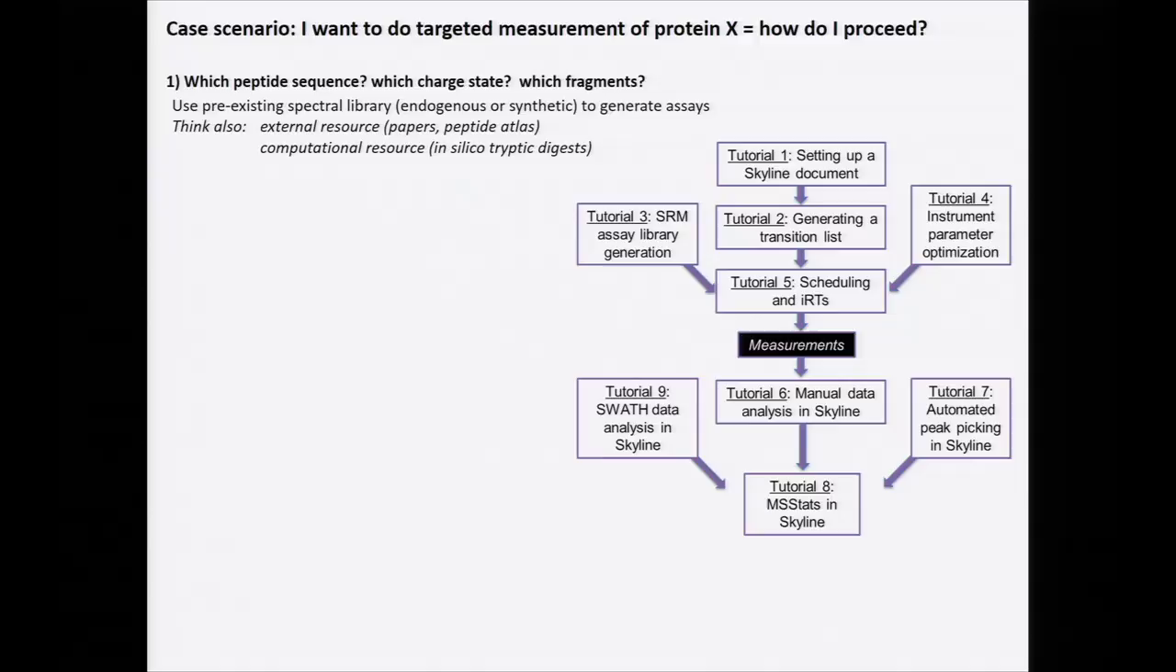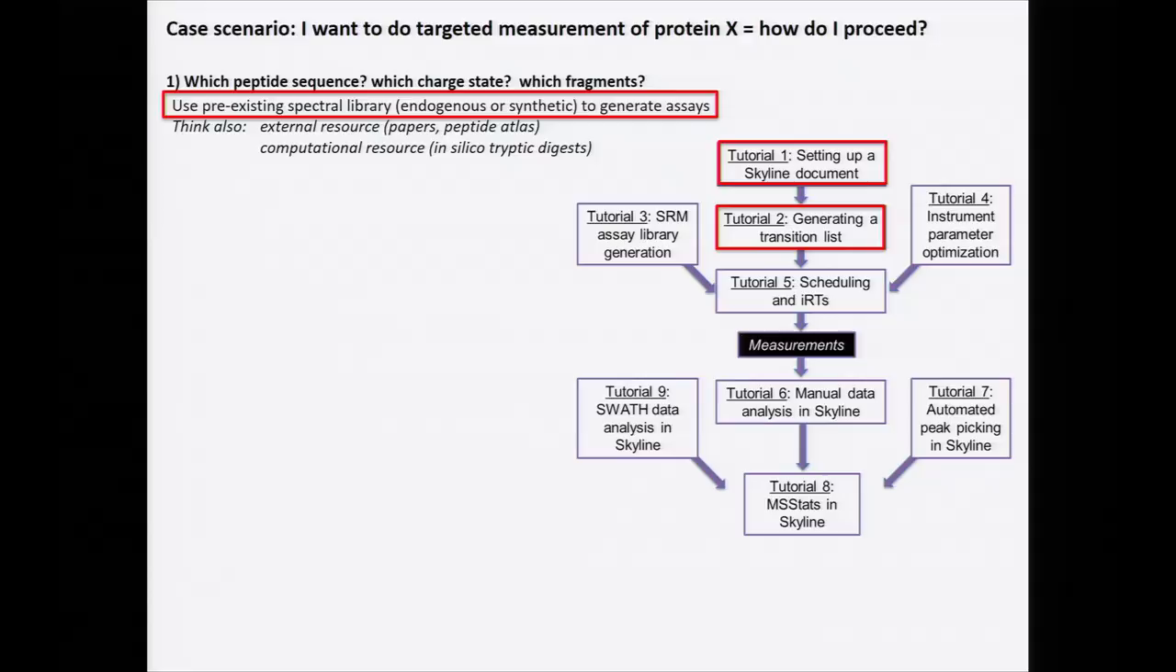Shall I use a pre-existing spectral library, an endogenous spectral library, synthetic peptides, synthetically labeled AQUA peptides to generate the assay? This you have seen mostly in tutorials 1 and 2. So if you go back to your lab and want to run this, just take your tutorial again, go through it, set up your Skyline document, and think about how to generate a transition list. This is where you get basically the information from.